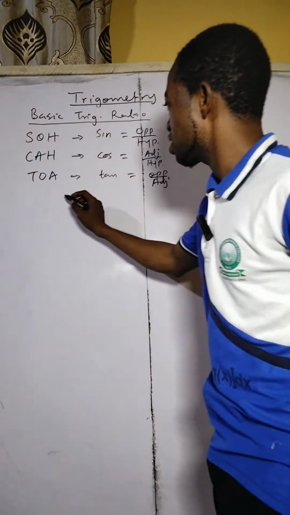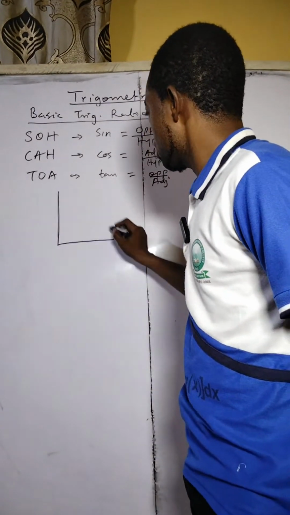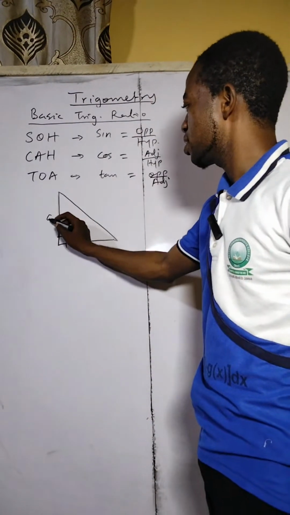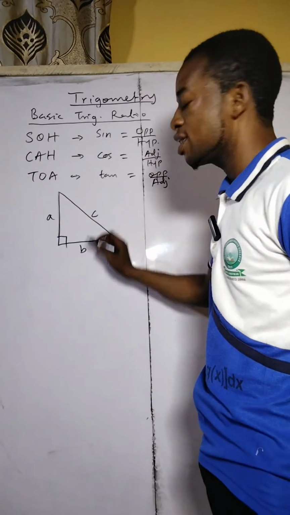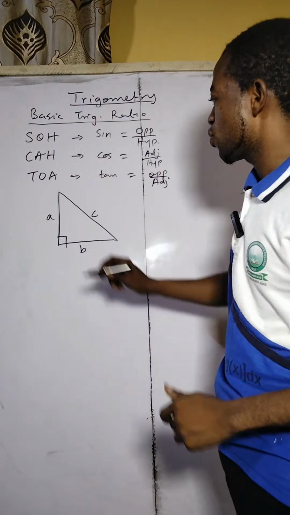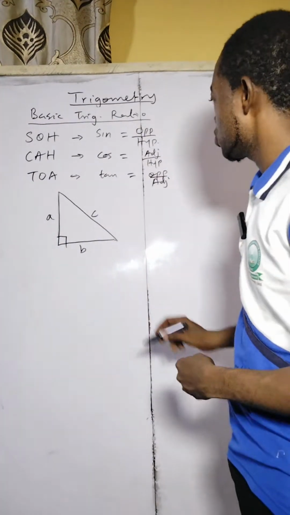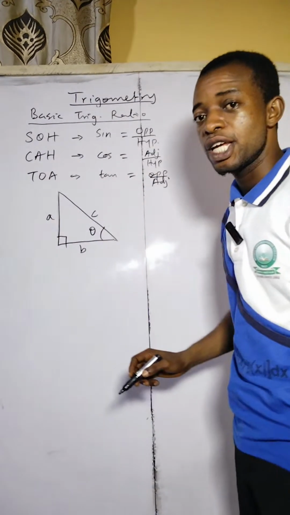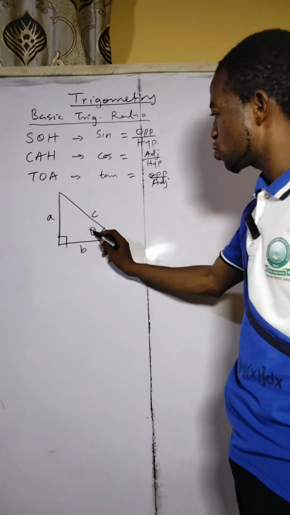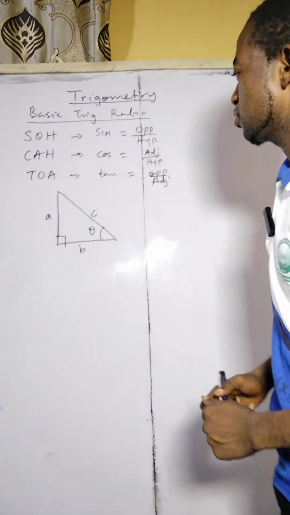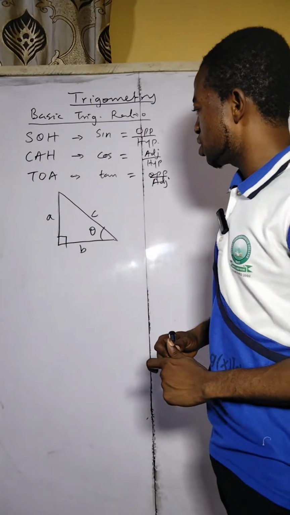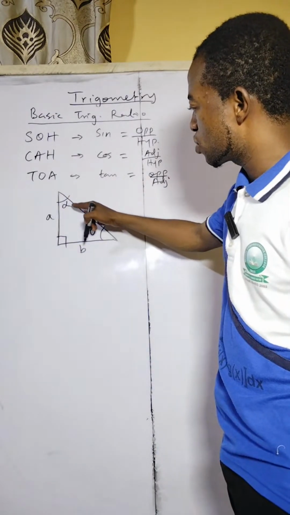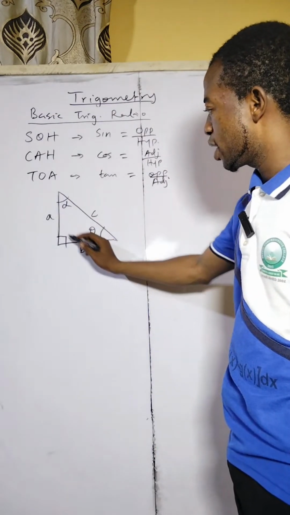Now, let's look at a right angle triangle like this. And this angle is 90 degrees. Let's label this as A, B, C. Of course, C here is the hypotenuse. Either of A and B could be opposite or adjacent, depending on where the angle is given. So if the angle is given as this, which is theta here, the opposite to theta will be A, while the adjacent to theta will be B. But if the angle is given here, let's say we have alpha here, the opposite of alpha is B, while its adjacent is A.